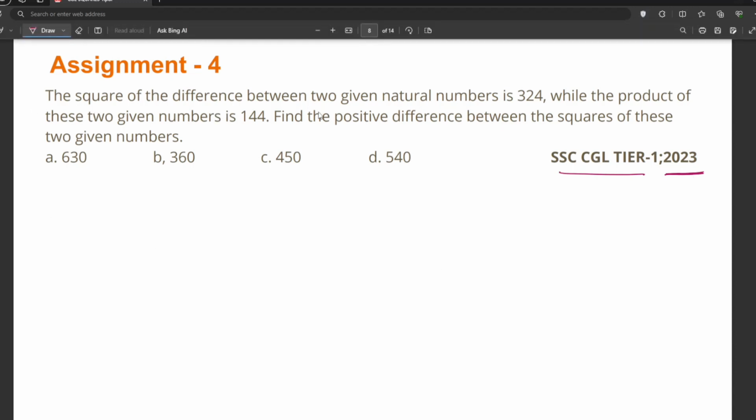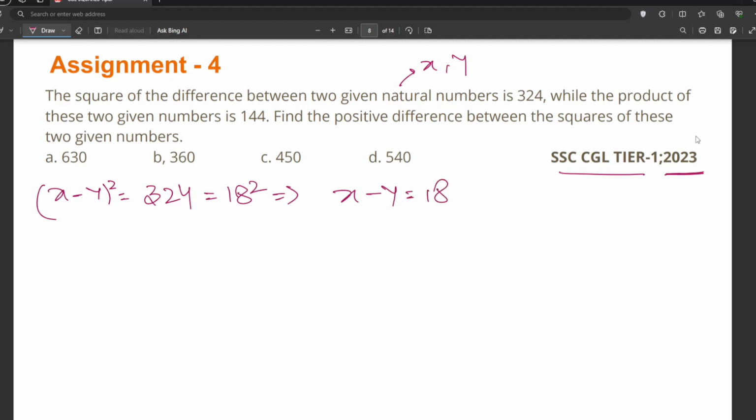Square of difference between two given natural numbers. Let the natural numbers be x and y. So the square of the difference, that is (x minus y) whole square, is 324, which is equal to 18 square. So x minus y is 18, and the product of these two given numbers is 144, that means xy equals 144. Find the positive difference.